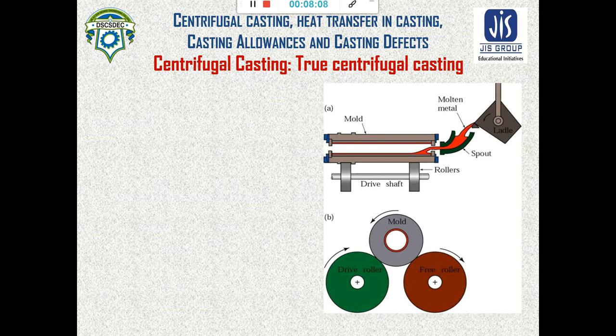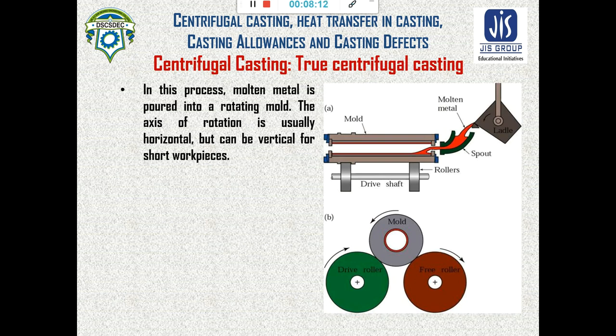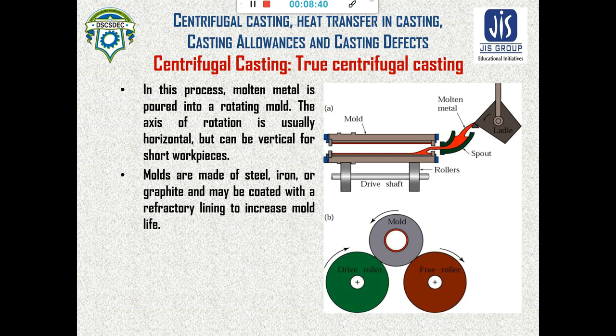First, this is the centrifugal casting process, or true centrifugal casting. In this process, the molten material is poured into the rotating mold, and the axis of rotation is usually horizontal, but for short workpieces we can use a vertical axis of rotation also. The molds are mainly made of steel, iron, or graphite, and these molds can be coated with a refractory lining. Refractory lining means a lining whose strength will not change or decay with the interaction of high heat.